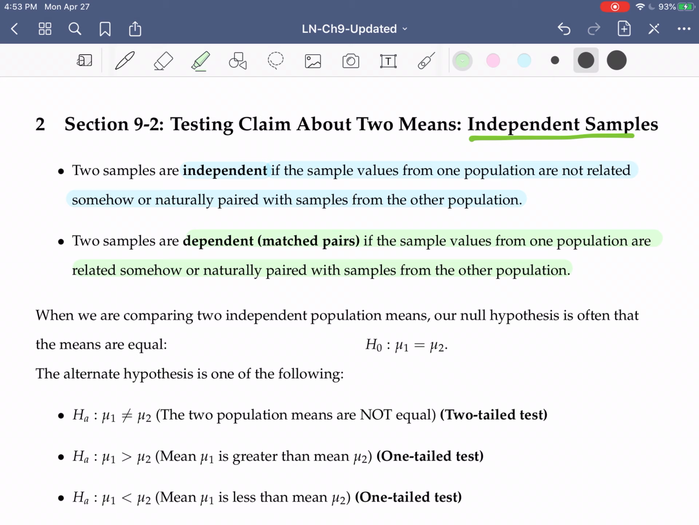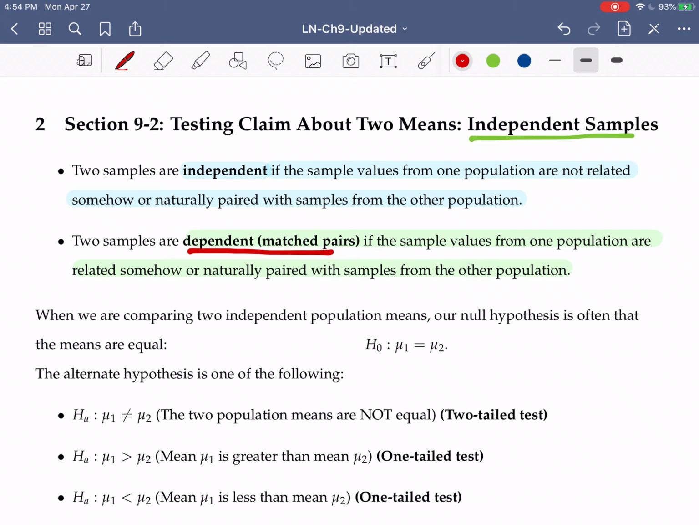Things that are matched pairs would be things where you have a before and after. So the amount of pain before you take a medicine and the amount of pain after the medicine. Or if you have a couple and you are looking at how many hours the first person in the couple spends watching Netflix as compared to the second person in the couple. There's a natural pairing there. Maybe there's not a reason why one person would watch more Netflix if their significant other watched more Netflix, but maybe there is a relationship. Maybe they're more likely to watch Netflix together. And so those would be dependent or matched pairs.